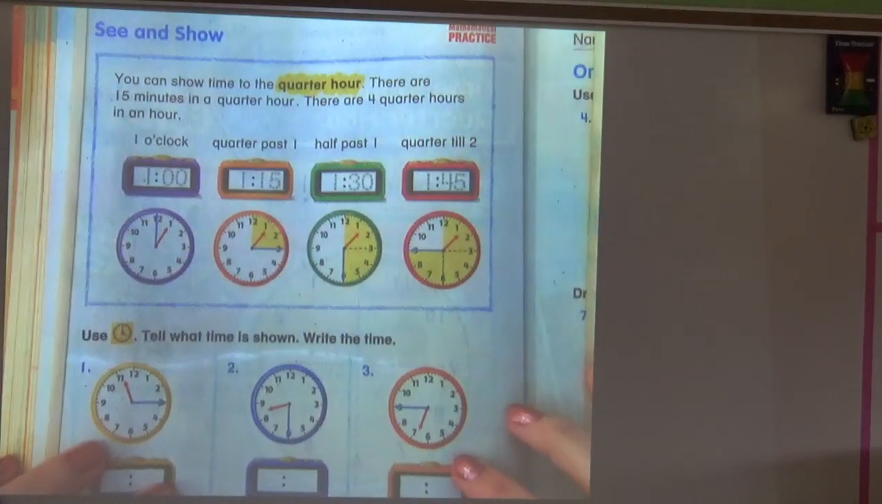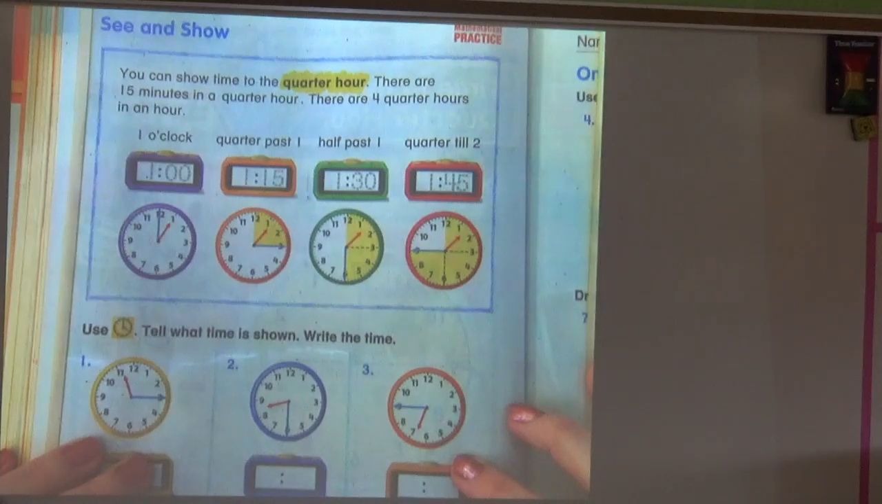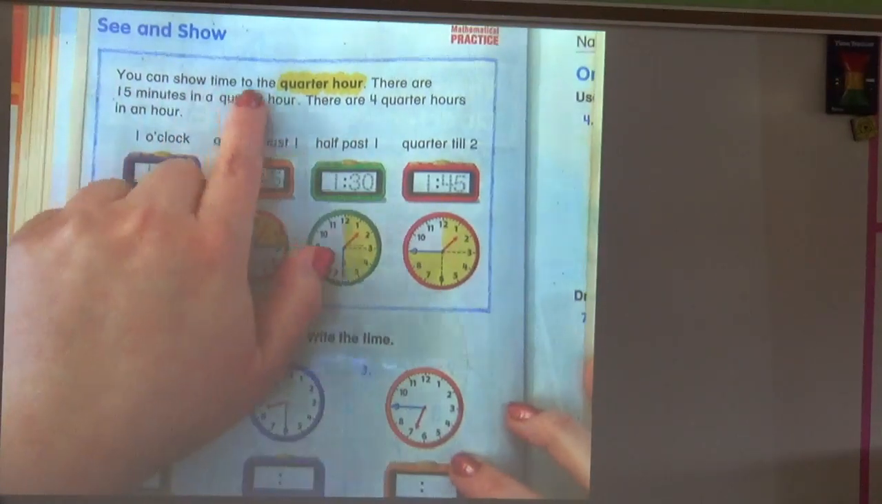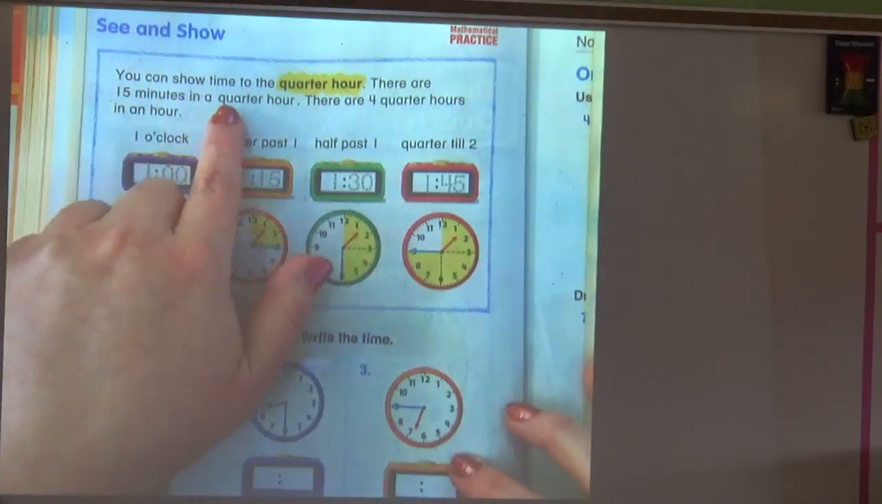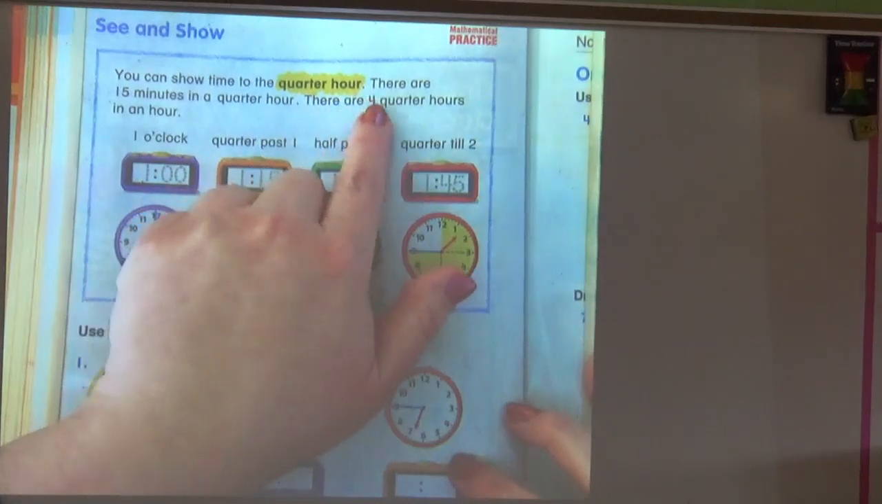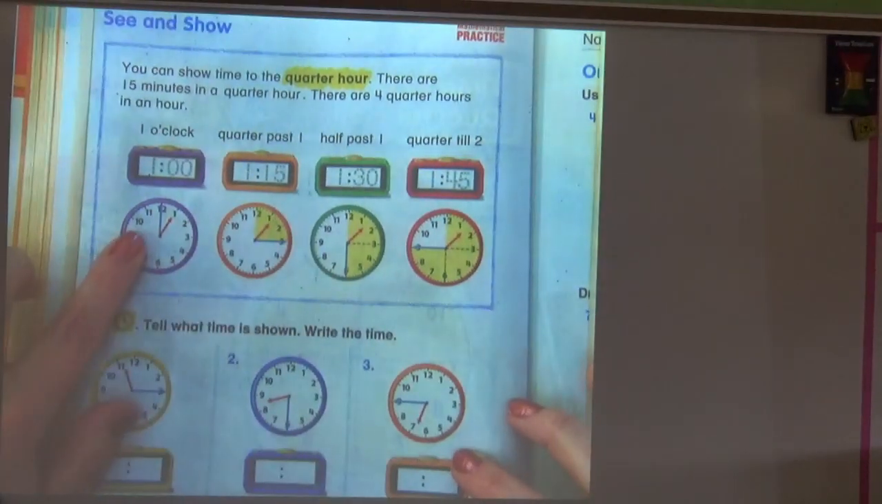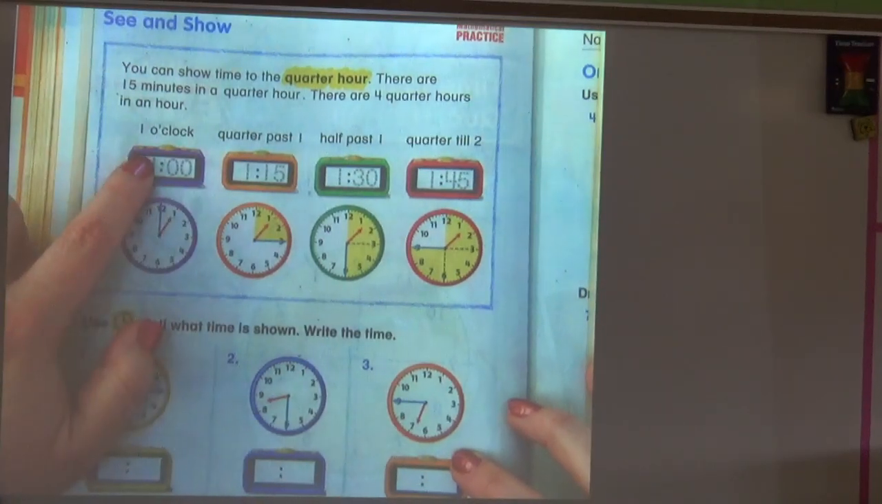All right, so now you can turn the page to page 614, and again, this is in the link right above this video if you don't have your book at home. You can show time to the quarter hour. There are 15 minutes in a quarter hour. There are 4 quarter hours in an hour. So let's look at this purple clock first. And remember, this is an analog clock and this is a digital clock.